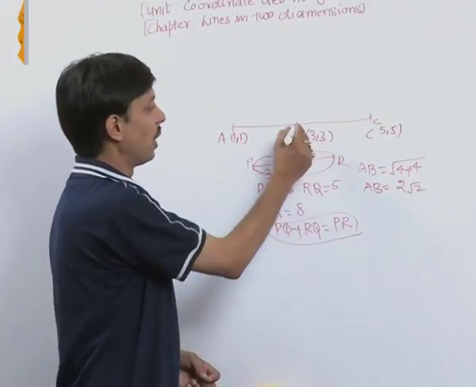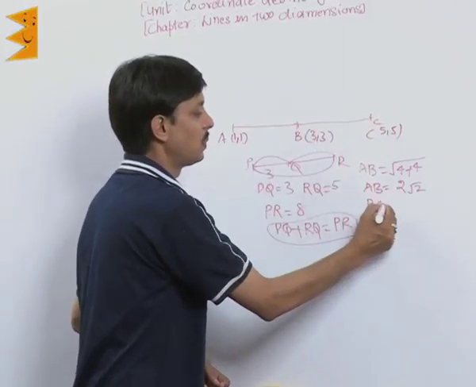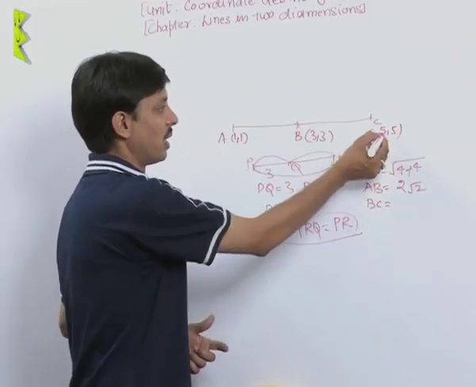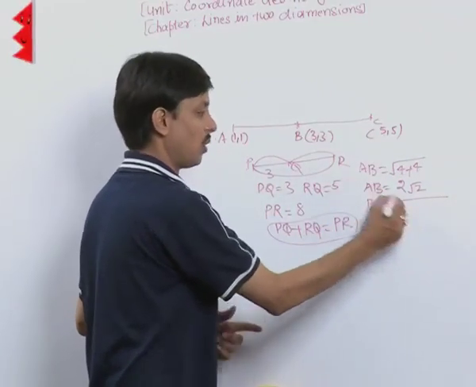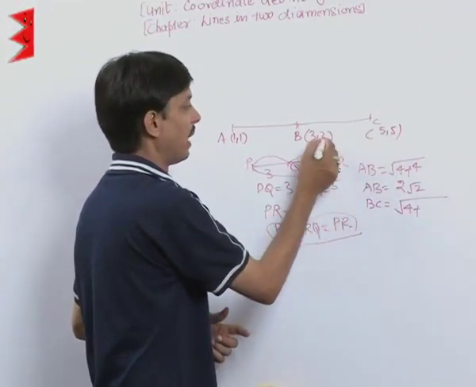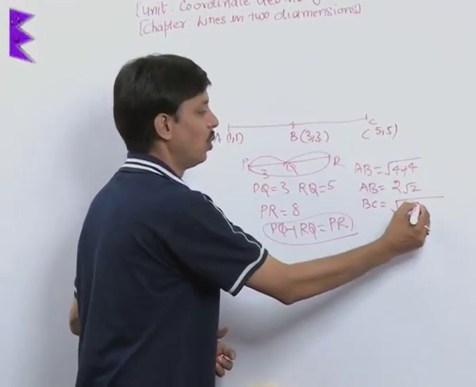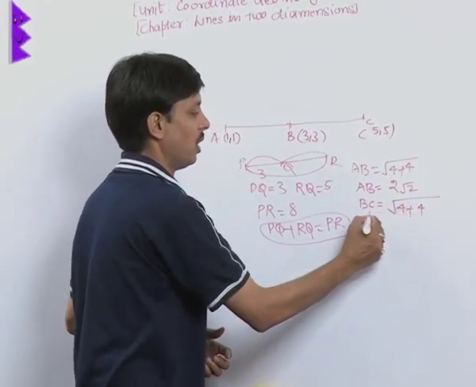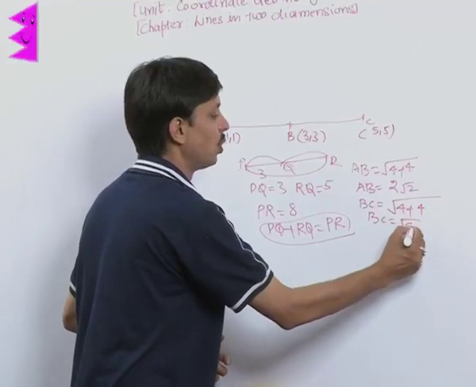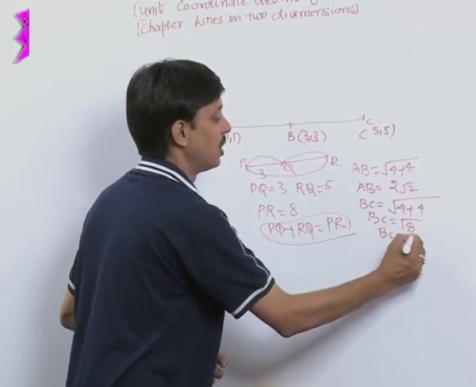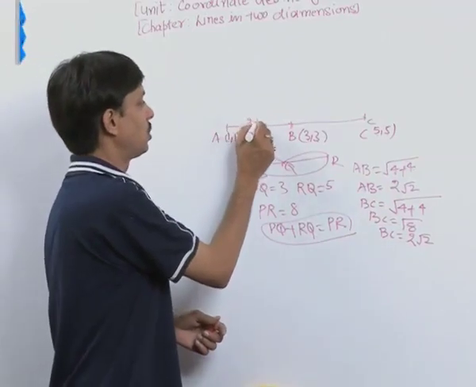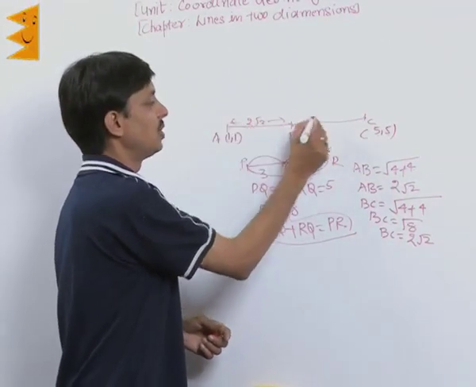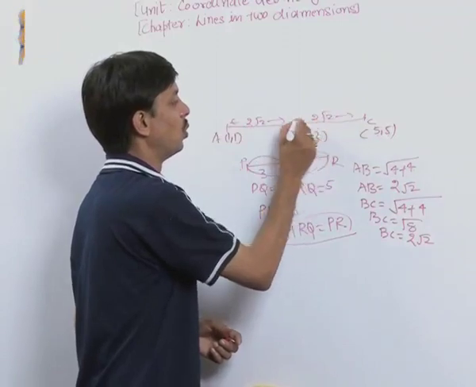Now we will go to calculate BC. The distance BC is what? Again 5 minus 3, 2, whole square is 4, y2 minus y1, 5 minus 3, 2, whole square is again 4. So the answer of BC is root 8, which is coming out to be 2 root 2. AB distance is 2 root 2. BC distance is also 2 root 2.